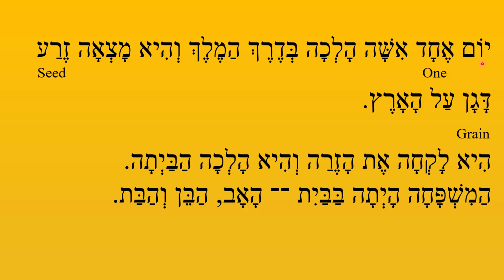So we'll begin here. Yom echad, isha halacha b'derech hamelech, v'hi matzah zera dagan al ha'aretz. Hi lakachah et hazera, v'hi halacha habaita. Hamishpacha hayta babayit, ha'av, haben, v'habat.